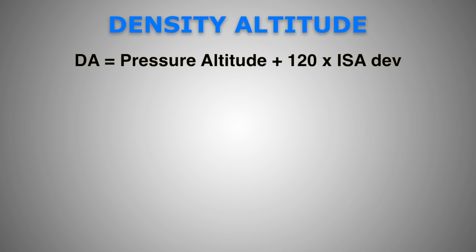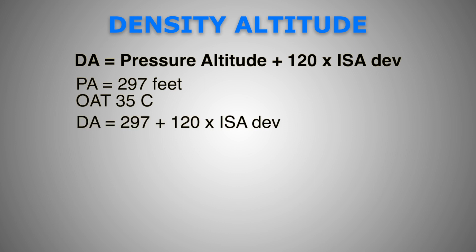Okay, in the previous example, number 1, we had the pressure altitude of 297 feet. Let's say we have an outside air temperature of 35 degrees. What is the density altitude? Okay, let's plug the values we have in the formula, and we get 297 plus 120 times ISA deviation.